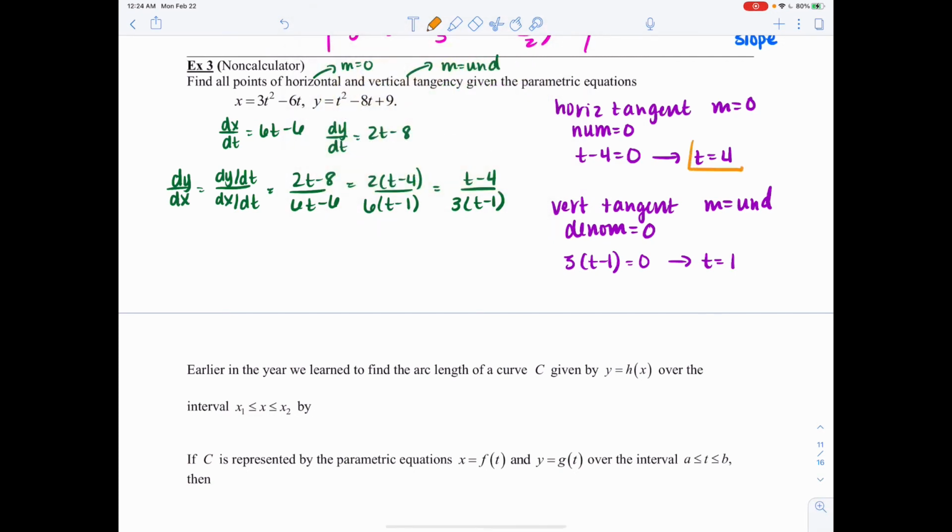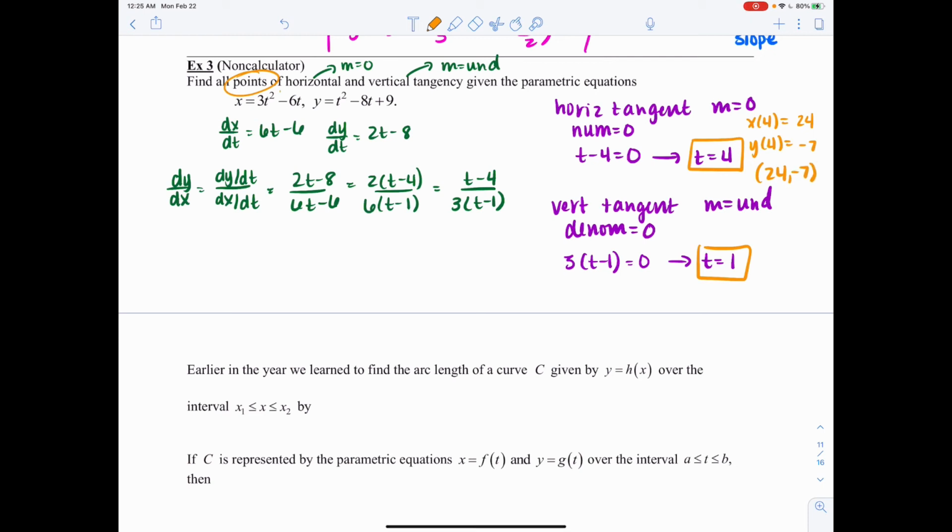Guys, these aren't your answers. It says find all points. Those aren't points. I need to find the actual x and y values that go with these t values. So be careful here. If I go and plug in 4, what we end up finding is we're going to get an x value of 24 and a y value of negative 7. Don't trust me on that. Actually do it. So that means my answer is actually 24, negative 7.